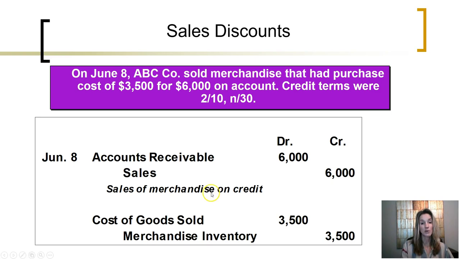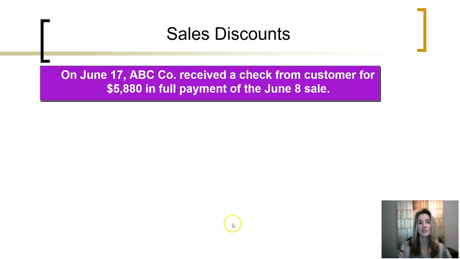We also need to record the inventory being used up and becoming an expense. So we need to decrease inventory for the cost of the inventory when we purchased it, and that's the cost of the goods that were sold, or the expense, by debiting cost of goods sold for $3,500. On June 17th, ABC received a check from the customer. The check was for $5,880, and this was in full payment from the sale that was made back on June 8th.